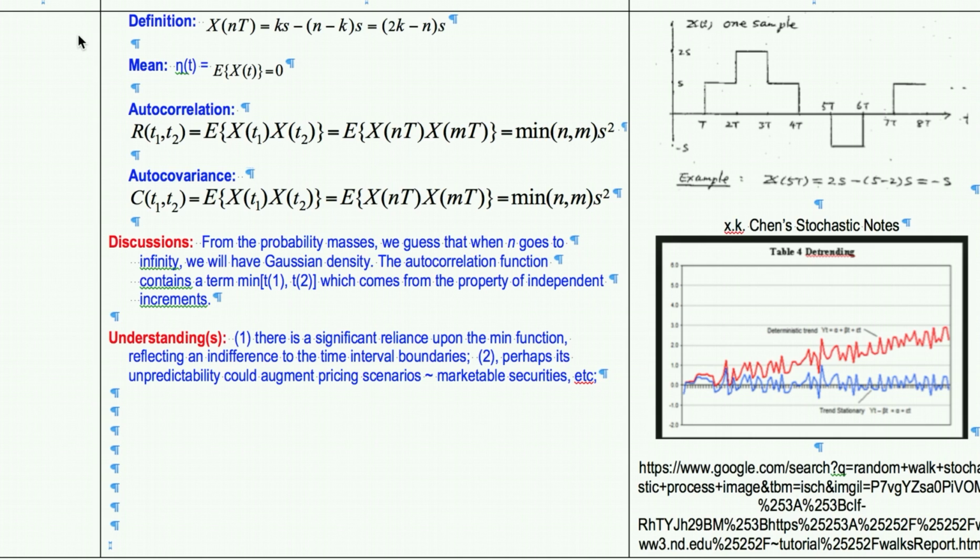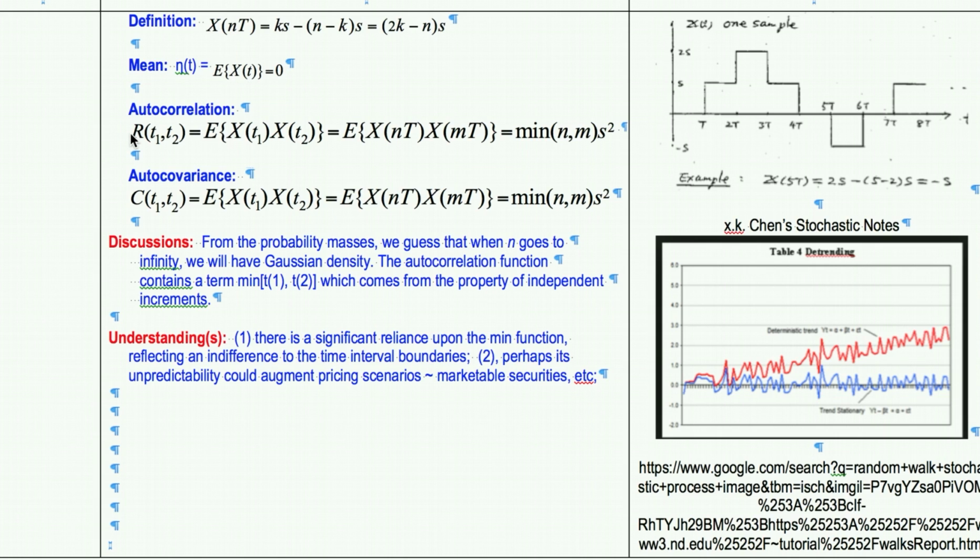This is the continuation of part 6, the random walk. Here is its definition with the random variable of n of big T equal to k times s minus the quantity n minus k times s, equal to the quantity 2k minus n times s, this random walk definition. The mean is equal to an expected value that comes up 0.